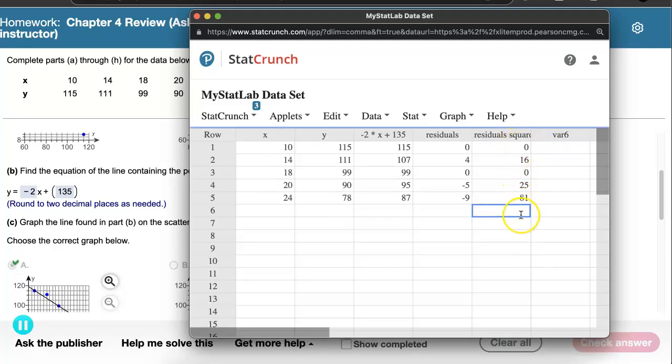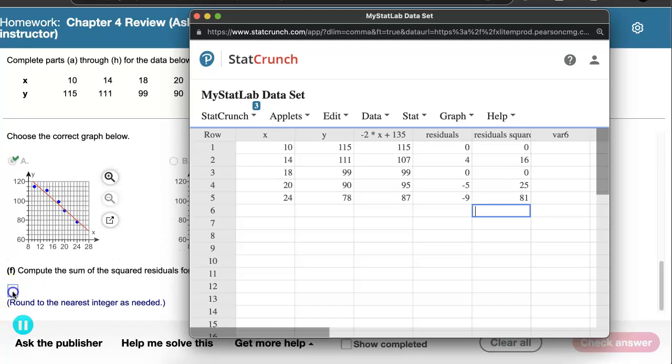The last thing I want to do is add these up. Actually, now that I'm looking at that, that's only 3 values really I'm adding up: 16 plus 25 plus 81. And so what I get is the sum of the residuals squared, according to the line that we found in part B, is 122.